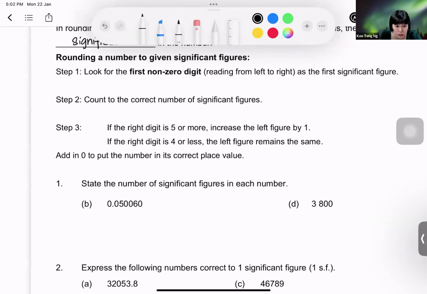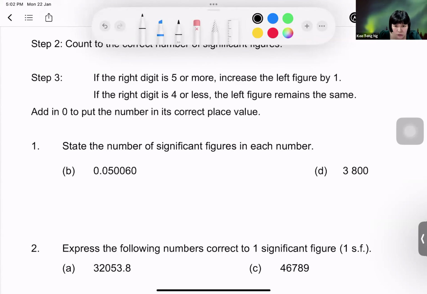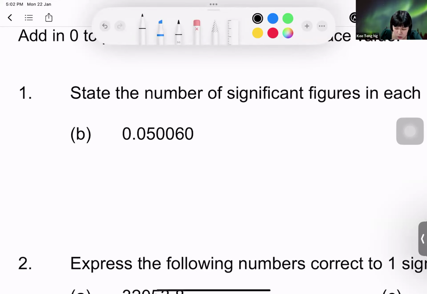For example, what is the number of significant figures in each number? Question number 1. So let us look at the first non-zero number over here. This first non-zero number is actually 5. So this will be the start of my significant figures where I count. Then after the first non-zero number, the remaining numbers at the back are all considered as significant. So in this case, I will have 1, 2, 3, 4, 5. Even this 0 counts. So even if it's written down here, this number has a total of 5 significant figures.